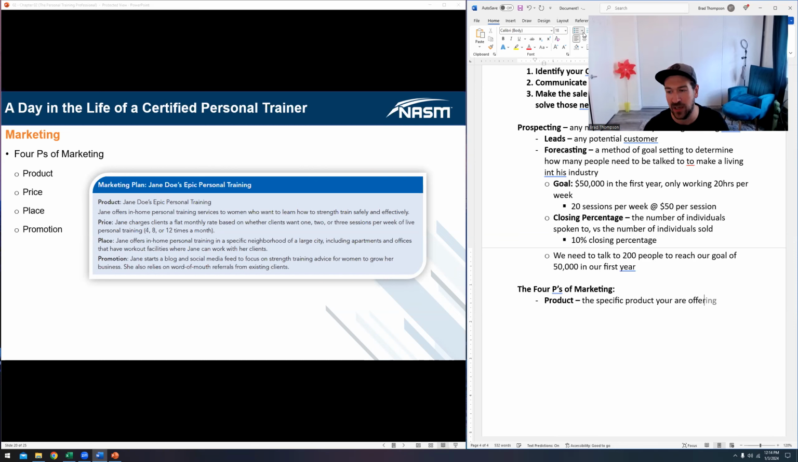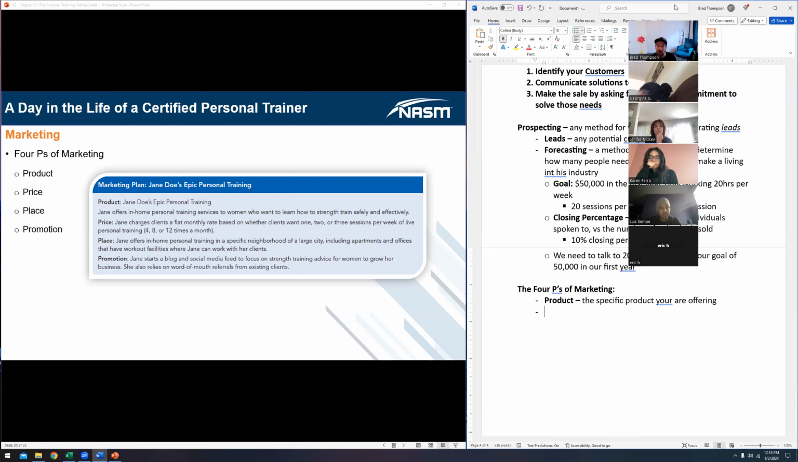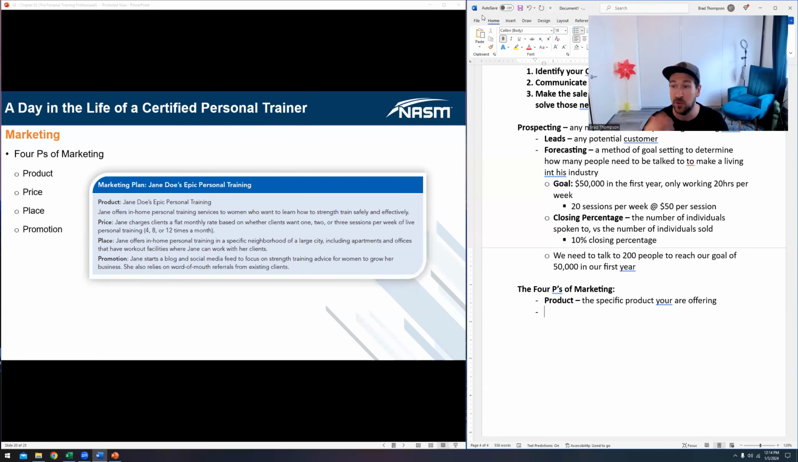It's not just personal training, right? It could be personal training and massage. It could be in-home personal training. It could be group exercise. It could be all these different products. Have a wide and varied product line. Duo sessions, small group training, half-hour sessions, corrective exercise, nutrition coaching. All 5 products that fit into your overall business. The more you offer, the more people you can hit.